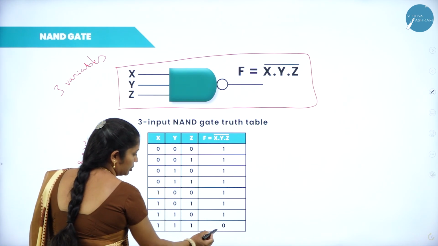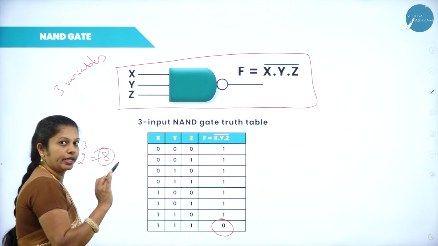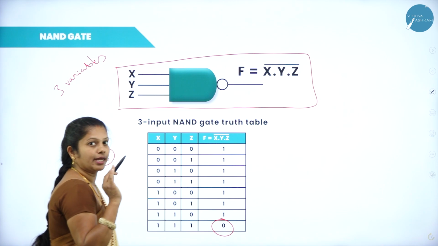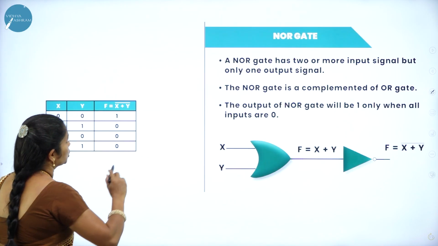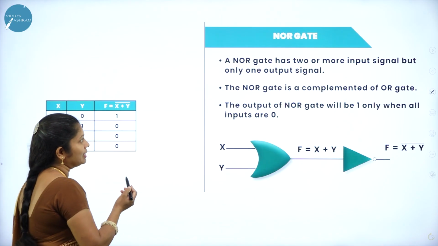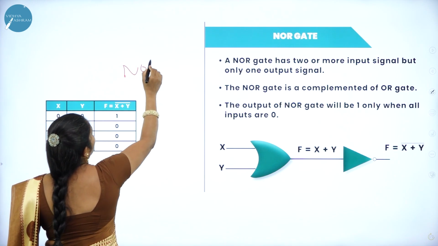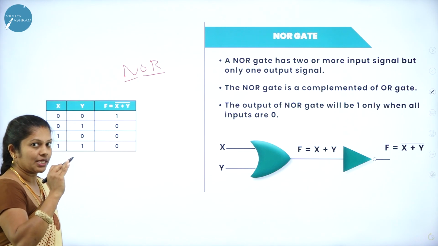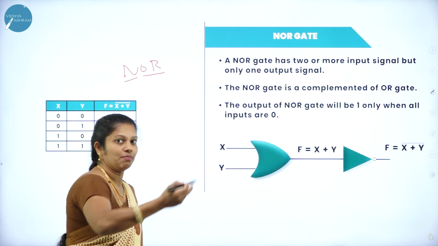Here, when all the inputs are 1, then only the output becomes 0. In other cases, it is 1. This is regarding the NAND gate. Next one, the NOR gate. The name itself suggests NOR means it is a combination of an OR gate as well as a NOT gate. It means the derived gate is derived from basic gates.